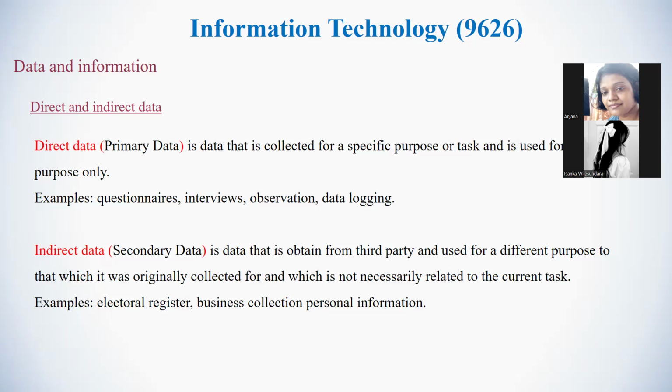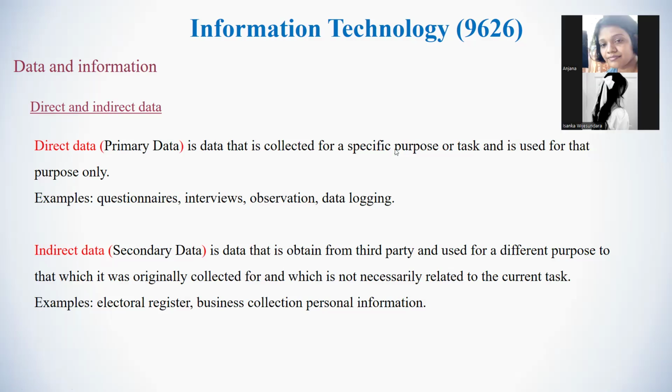Direct data we are telling as a primary data, because we are using it directly, so that's what we call primary data. That means we are going to collect those data for a specific purpose or specific task. We are using it for that purpose only.